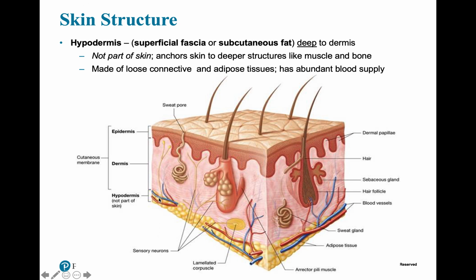So the hypodermis can also be called the superficial fascia, or you can call it the subcutaneous fat. Sub meaning below, cutaneous meaning the cutaneous membrane. So the fat, because a lot of the tissue that we find in the hypodermis is adipose, subcutaneous fat, that's what that means. All right, so not a part of the skin, rather it anchors the skin to the deeper structures like muscle or bone that would be found below that.